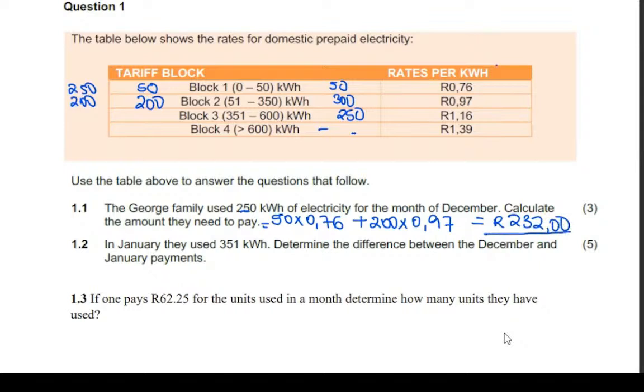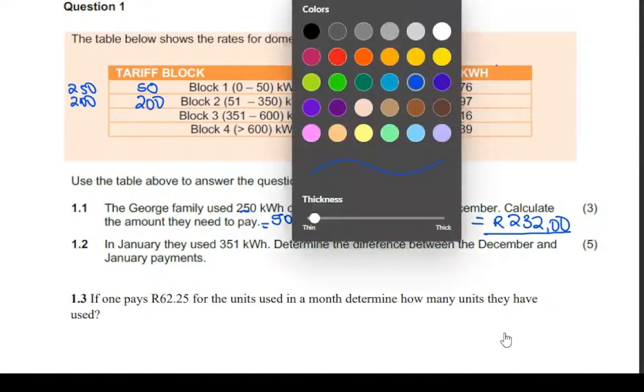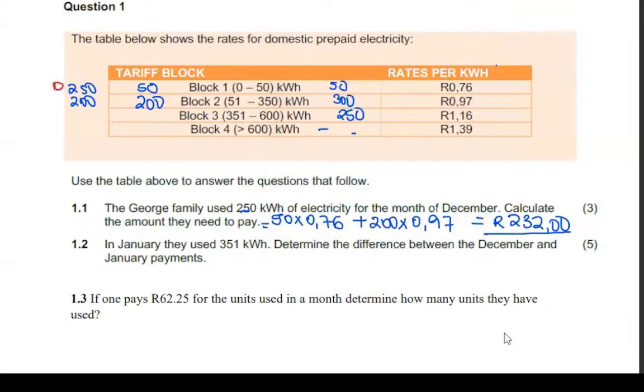In January, they used 351 kilowatts. Determine the difference between December and January payments. We are going to do the same. However, allow me to use a different color for January. I will use red. Now, this was December. January, they are talking of 351.